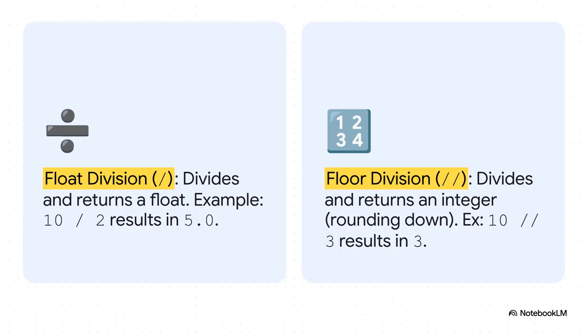Okay, so Python actually gives us 2 different division tools. The single slash, we know that one. That's float division. It always gives you the decimal answer.